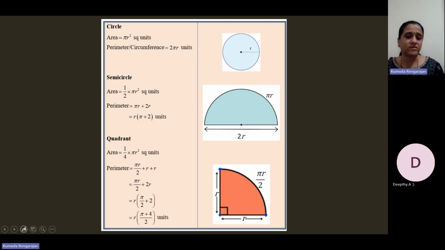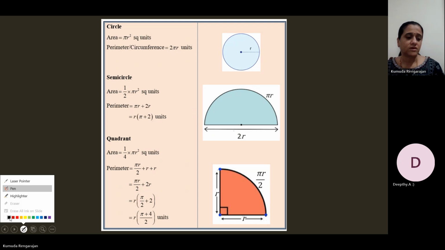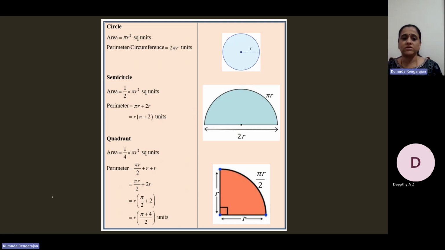So perimeter is always the length of the boundary. The length of this piece is 2 pi r by 2. Because see, this is 2 pi r. The length of the boundary of the circle is 2 pi r. Now that is cut into two equal pieces. Now in a semicircle, we only have this half.